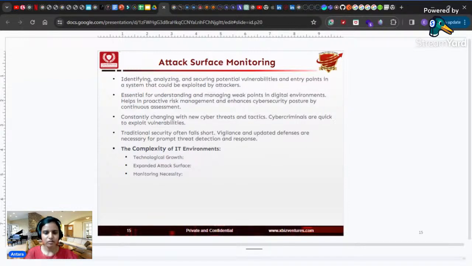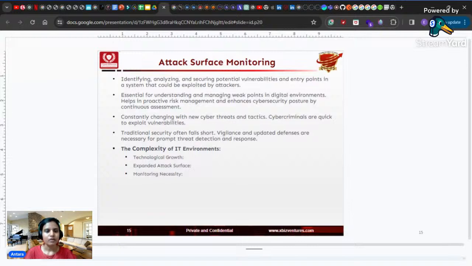So attack surface monitoring is all about monitoring your external perimeter, the external facing side of your organization, right? It involves constant monitoring of all the resources that are publicly available. It's like being vigilant in analyzing your external posture, right?